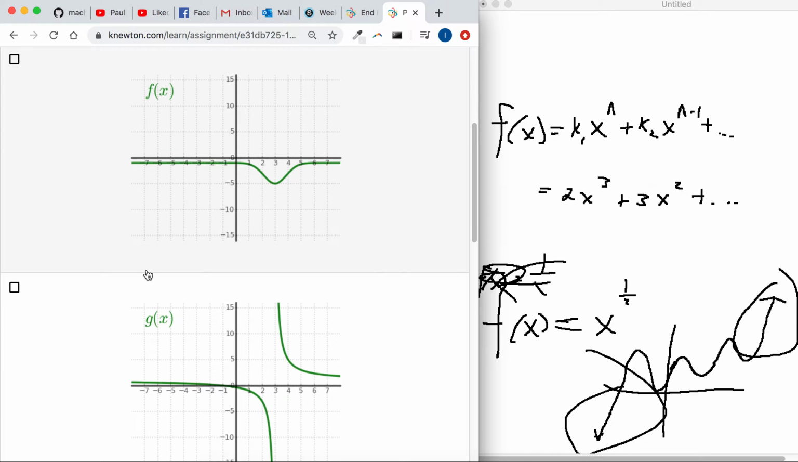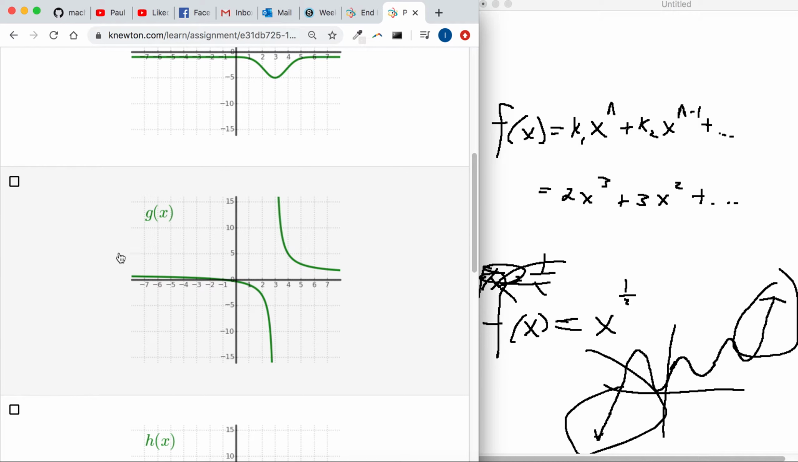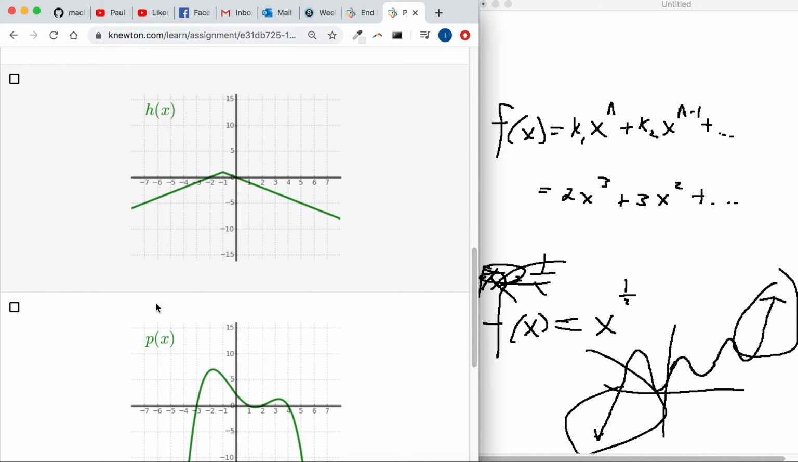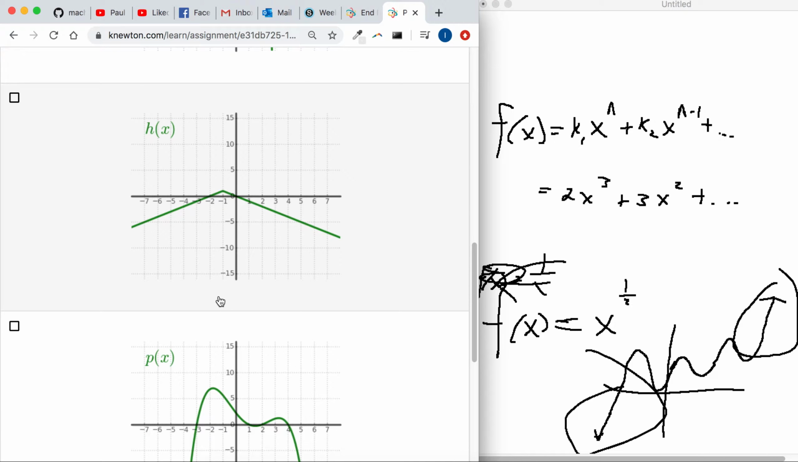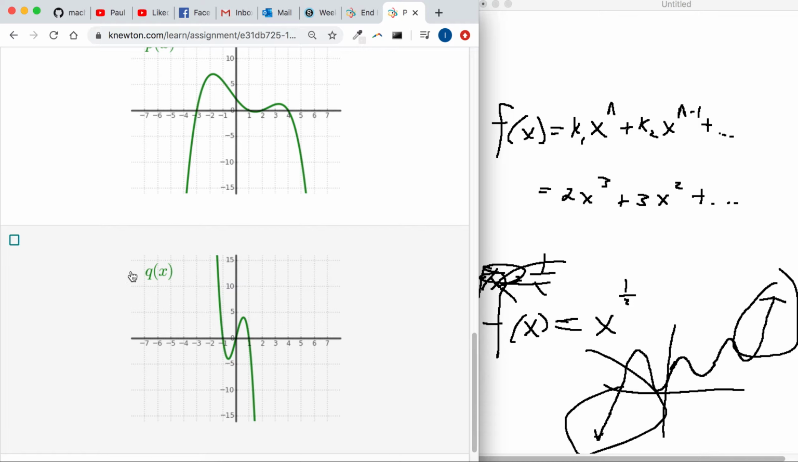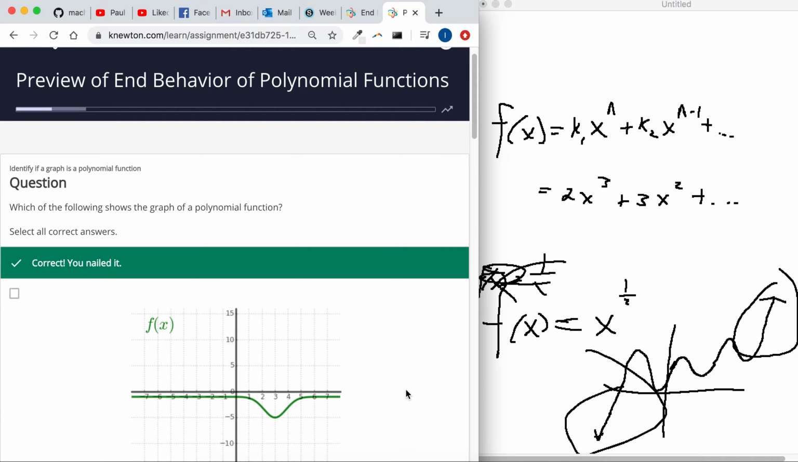Oops, so don't check that. This is not a polynomial. This is like a graph of some sort of rational function. It's got an asymptote. It doesn't go off to positive or negative infinity as x goes to negative infinity or positive infinity, okay? This one has a corner, so that's not a polynomial. We said a polynomial is smooth, so those are the only two polynomials I see.